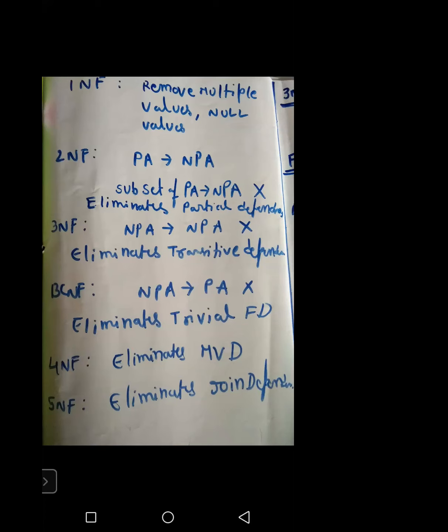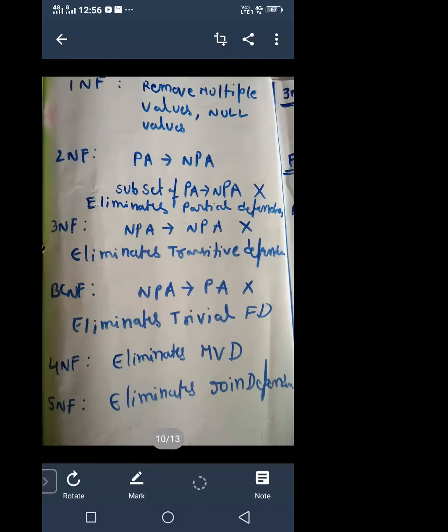I am repeating this a number of times because from the exam point of view, they ask about different types of functional dependencies. First of all, what is a functional dependency? Next, what is a fully functional dependency? Next, what is a partial functional dependency? Next, transitive dependency. Next, trivial functional dependency. If this case occurs, one non-prime attribute determines a prime attribute. Those types of functional dependencies are removed from the relation, and that can be referred to as BCNF.